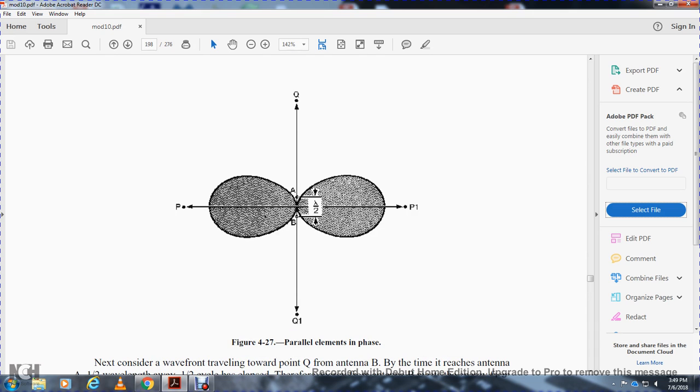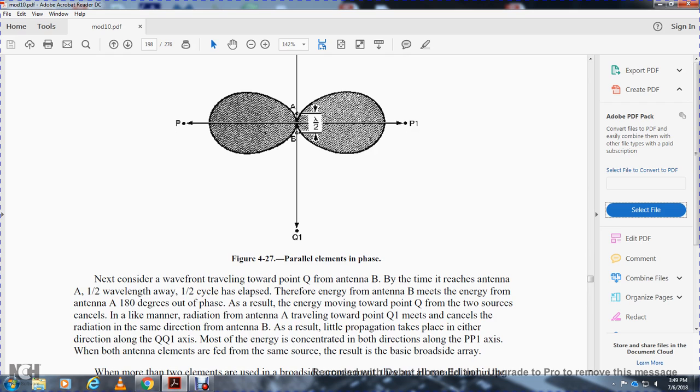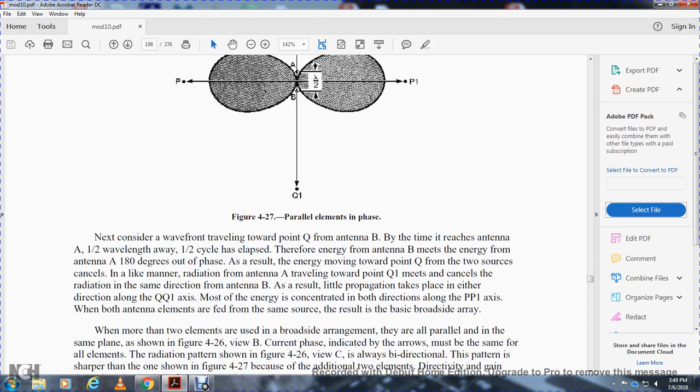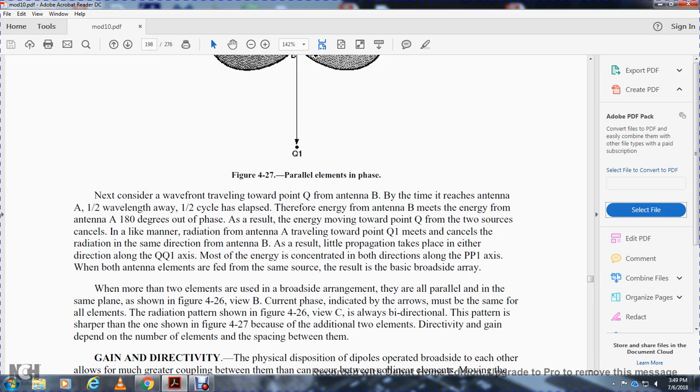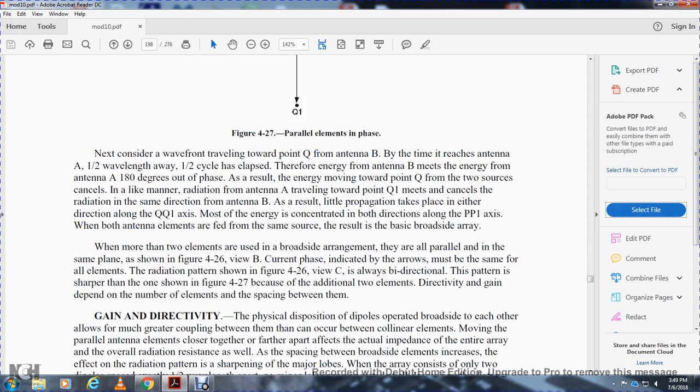In Figure 4-27, the parallel elements are in phase. Now consider the wavefront toward point Q. Antenna B's energy takes the time to reach antenna A, 1/2 wavelength away, so 1/2 cycle has elapsed. Therefore, the energy from antenna B is 180 degrees out of phase with the energy from antenna A. The energy moving toward point Q from the two sources cancels. As a result, little propagation takes place in either direction of the QQ1 axis. Most of the energy is concentrated in both directions of the PP1 axis. Both antenna elements are fed in the same phase, which is the basic broadside array.